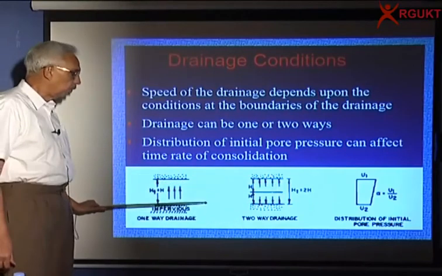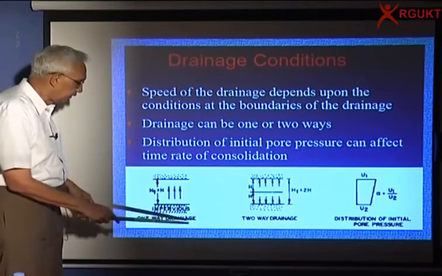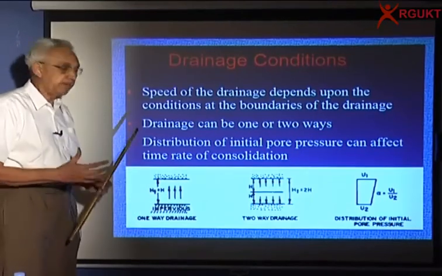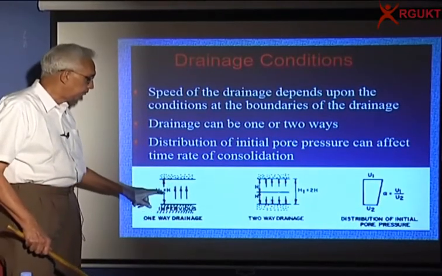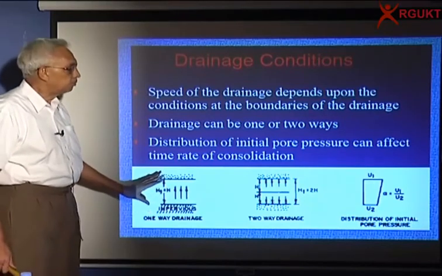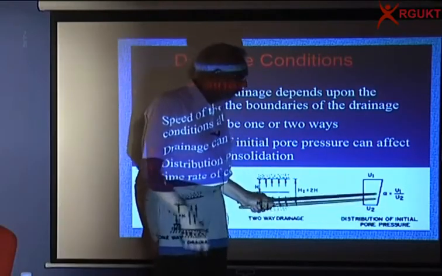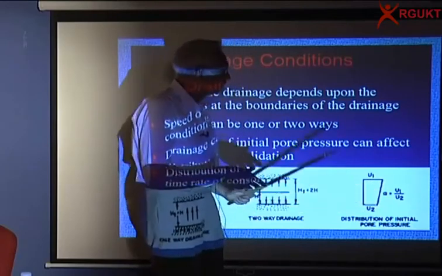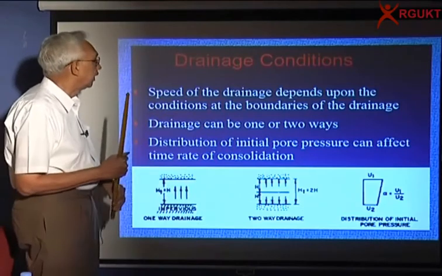If one of the faces is impervious, that is, if the clay layer is resting on a hard stratum, rock, etc., whose permeability is very, very low, no drainage can take place, in which case the drainage path is equal to the thickness of the layer. So please remember this. And the initial pore pressure distribution, we can take any one, but most of the time we take it as constant. But if you want to apply situations where the pore pressure can vary from top to bottom, we can also handle that.